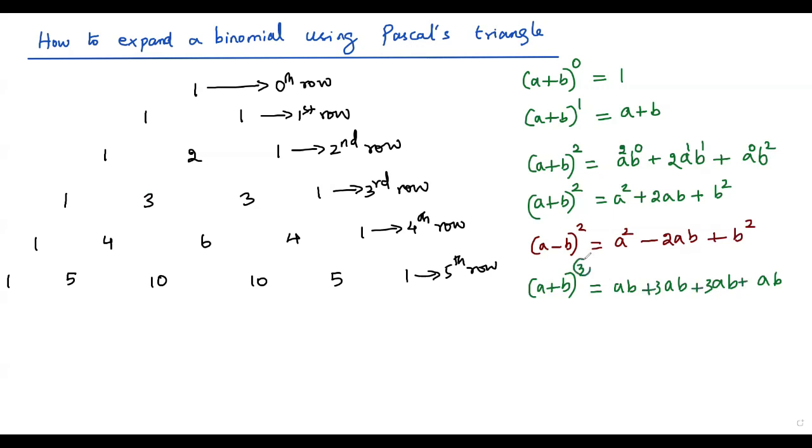Since the exponent of the binomial is 3, we have to take the same exponent for A over here, and for B we have to take 0.